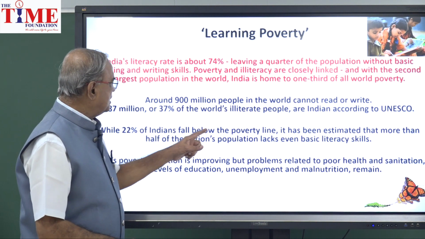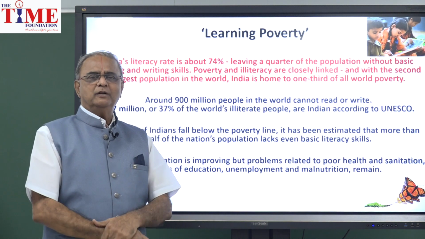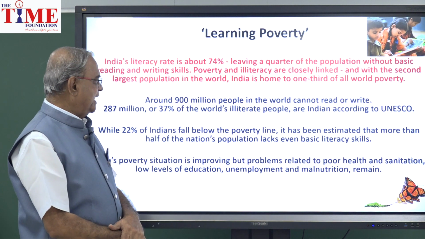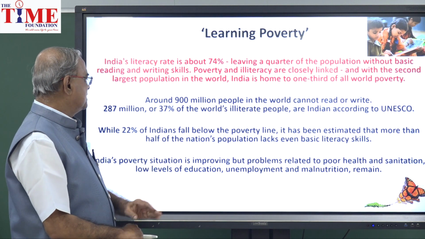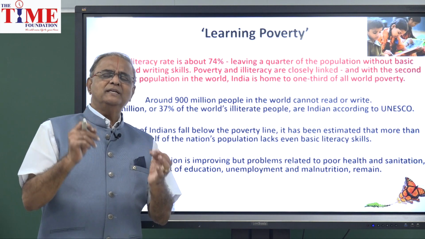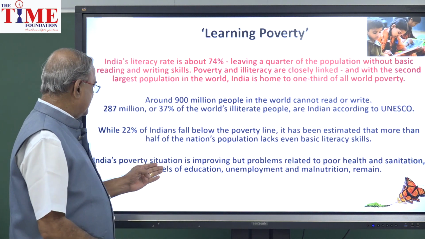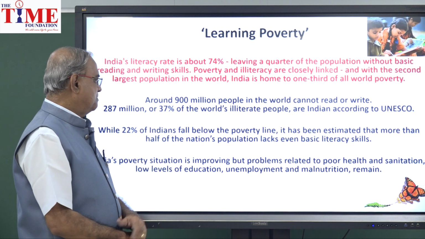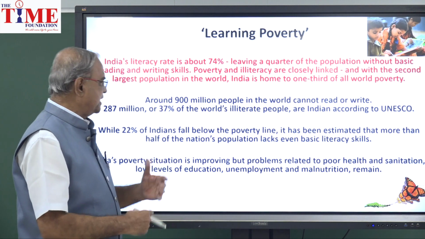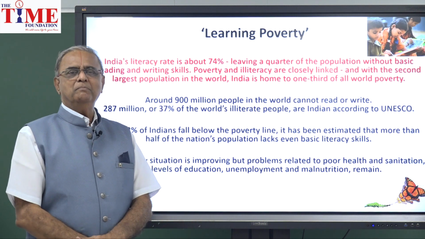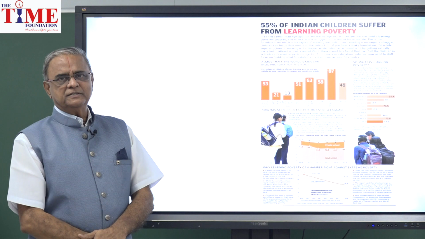22% of the Indians fall below the poverty line. 22%. That means every fourth person you meet on the road is below the poverty line. It has been estimated that more than half of India's population lacks even basic literacy skill. India's poverty situation is improving, but the problems related to poor health and sanitation, low levels of education, unemployment and malnutrition remain. Now I will reveal the basis of this.